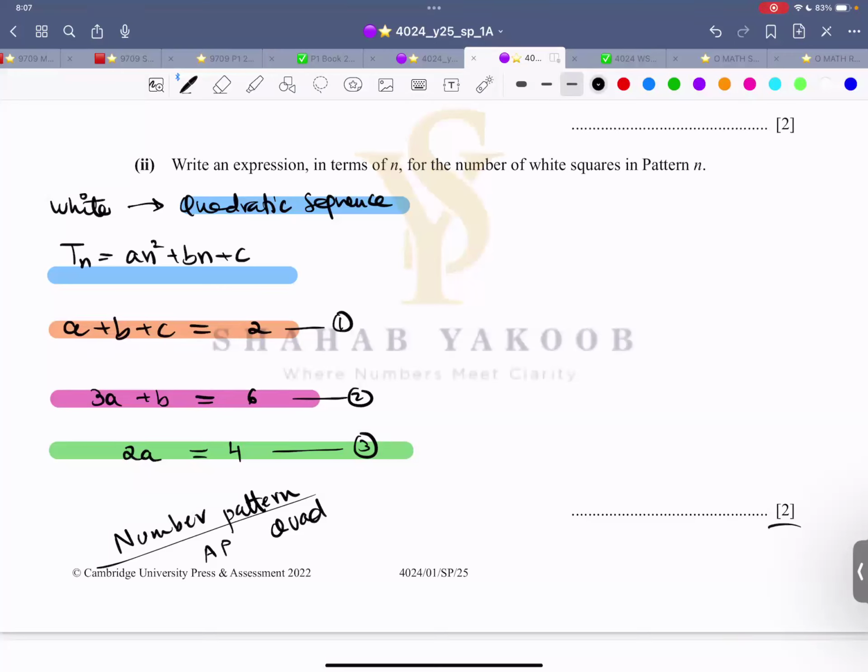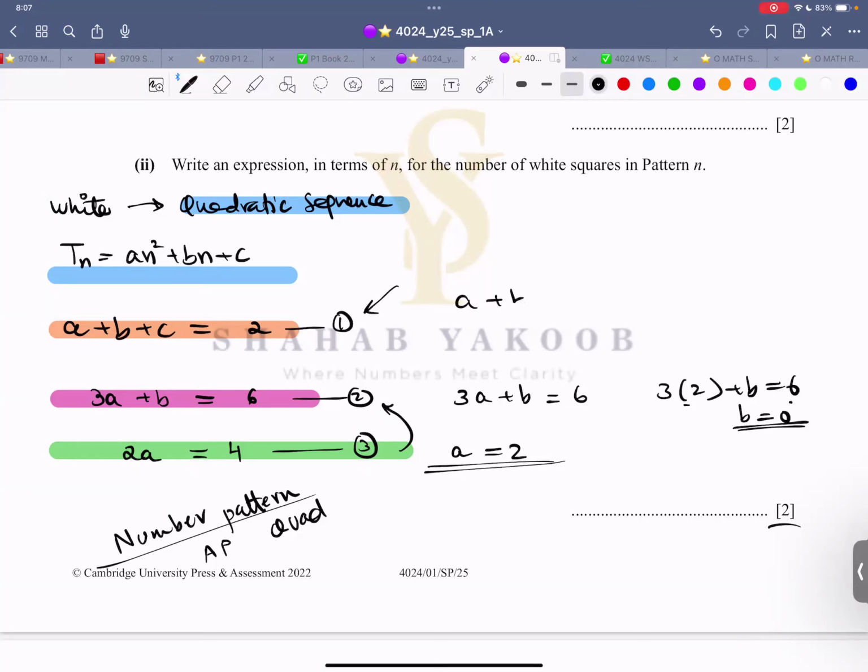So now when I start with this, from equation 3, I get a is equals to 2. Then 3a plus b is equals to 6. 3 into 2 plus b is equals to 6. 6 and 6 cancel out. b comes out to be 0. We have a is 2, we have b is 0. Plug it in over here. So a plus b plus c is equals to 2. a is how much? a is 2. b is how much? 0. c is how much? We are looking for. This is 2. Therefore, c comes out to be 0.